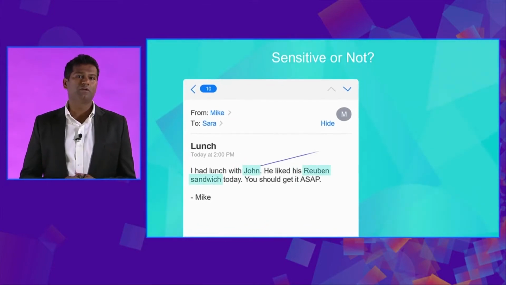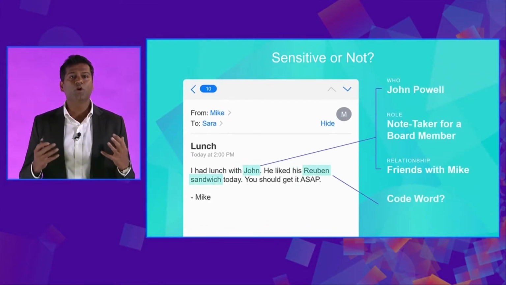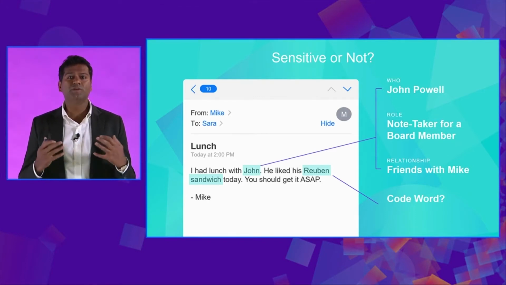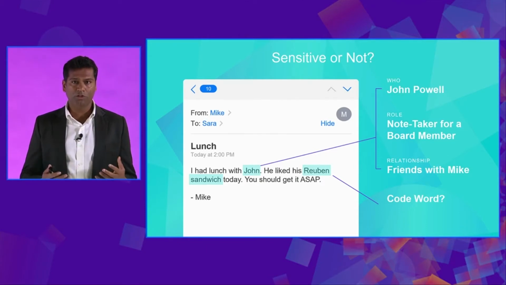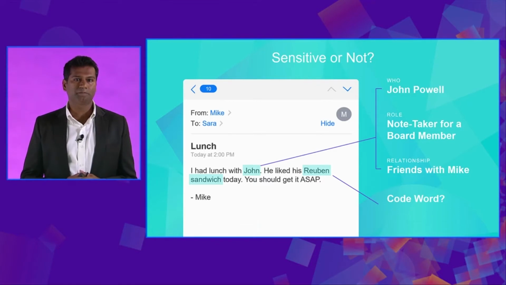Until you figure out that, hey, out of hundreds of Johns at the organization, this is John Powell, whose role is that of a note taker for a board member, meaning John has access to non-public material information. John is friends with Mike, and Reuben sandwich is a code word for a stock they're trading on. Suddenly, this becomes the most sensitive document.